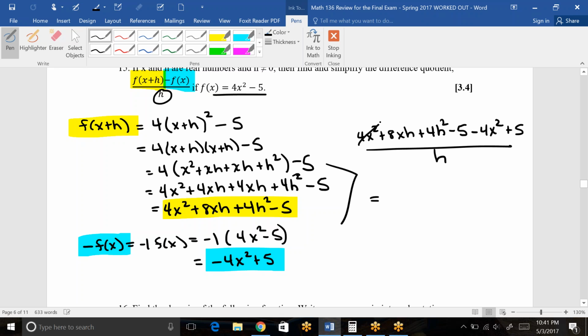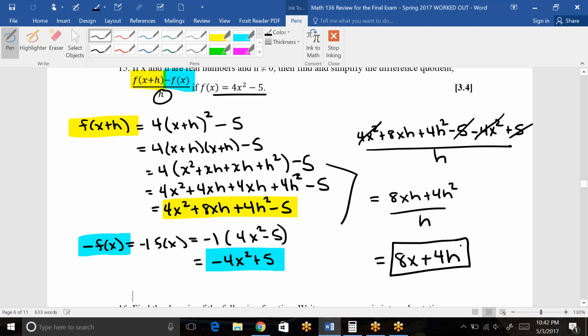If we've done it correctly, some things should cancel out. And then we're left with 8xh plus 4h squared over h. Since everything has an h, we can divide it out one at a time. So my final answer is 8x plus 4h.